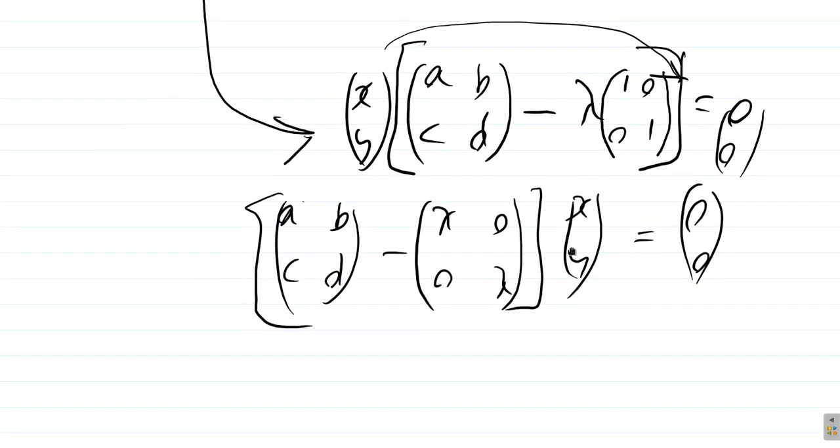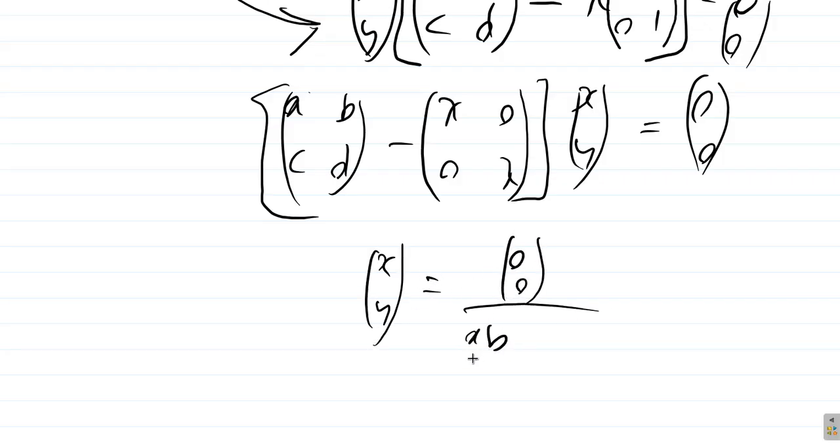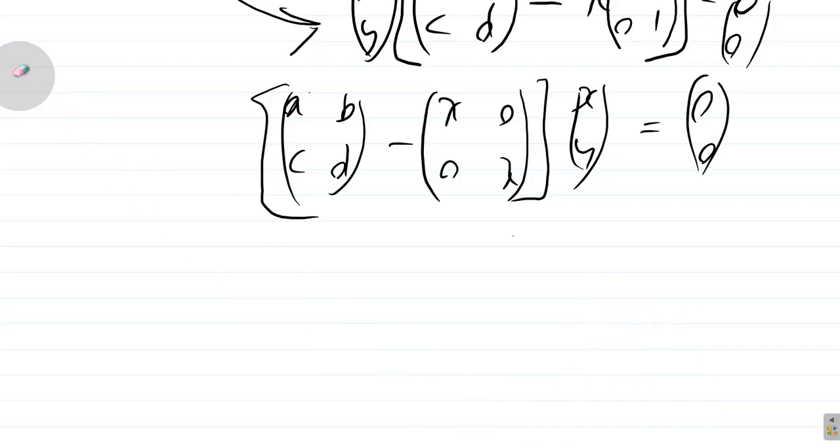Now, another issue is that if this is so, then you could say that, you can't really divide directly with matrices. If you could, you would say (x, y) is equal to 0, 0 over a, b, c, d minus lambda 0, 0, lambda. You can do that with numbers, but not with matrices. So the only way to quote unquote divide is to multiply both sides by the inverse of the matrix you want to try and divide by.